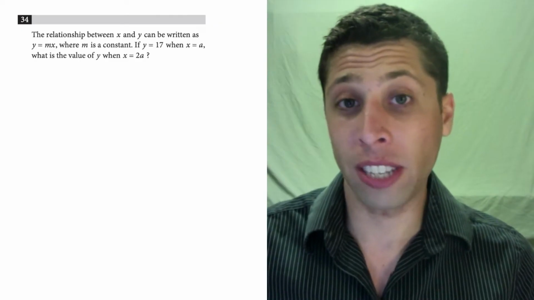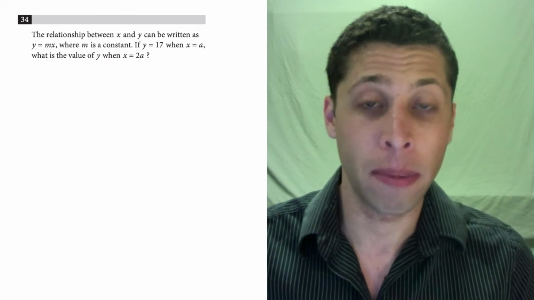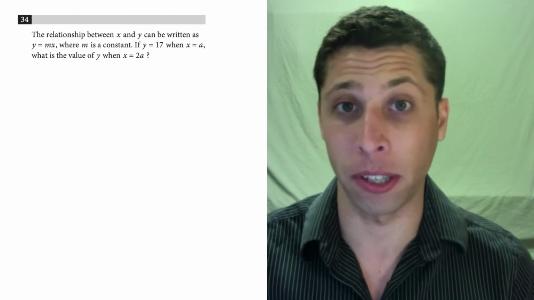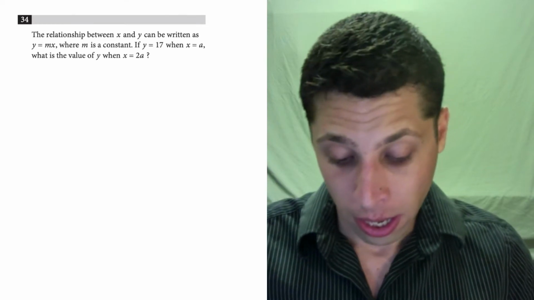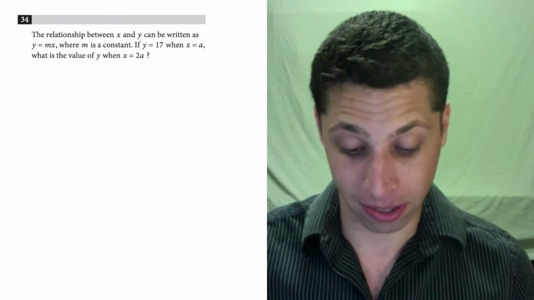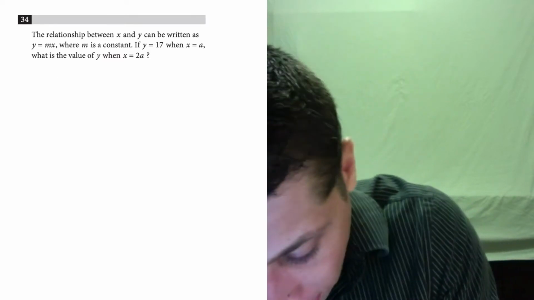Okay, this question seems intimidating and kind of weird, but honestly, this is just algebra, and as long as we follow the instructions, we shouldn't really have any problem here. So just do what you're told. The relationship between x and y can be written as y equals mx. Okay, well, let's write that out of the question.